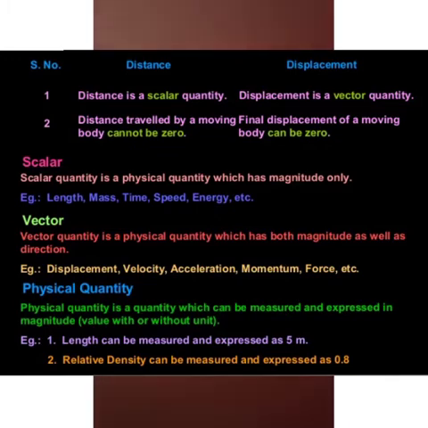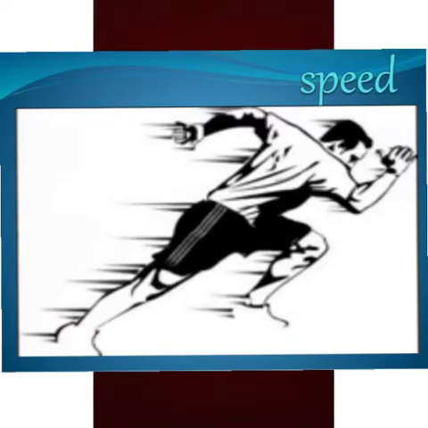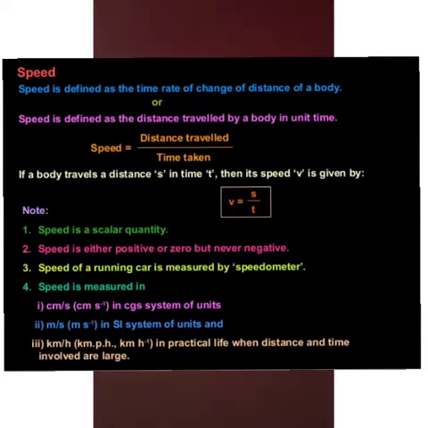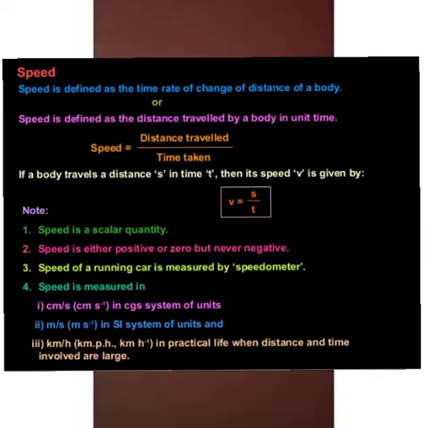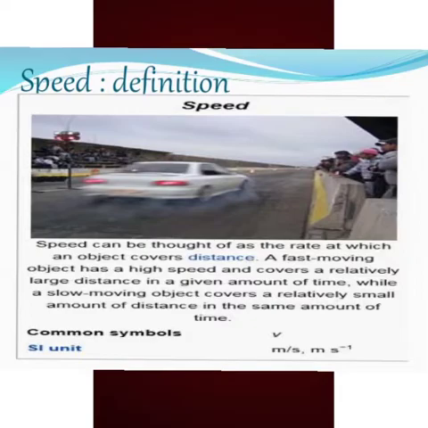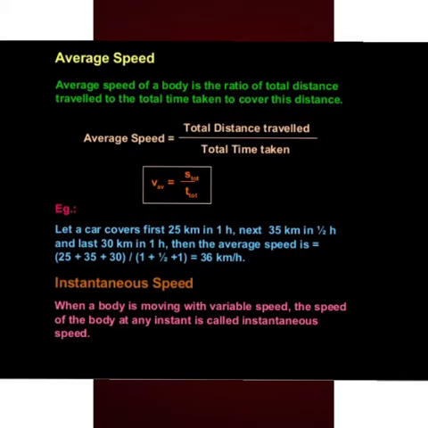Its examples can be displacement, velocity, acceleration, momentum, force, etc. Now we will talk about speed. What is speed? It can be said that the rate at which an object covers distance is called speed, or the distance traveled by an object in unit time is called the speed of the object, and its formula is speed is equal to distance upon time. Now, what is average speed? It is the ratio of total distance traveled to the total time taken to cover this distance, and it can be written: average speed is equal to total distance traveled upon total time taken.